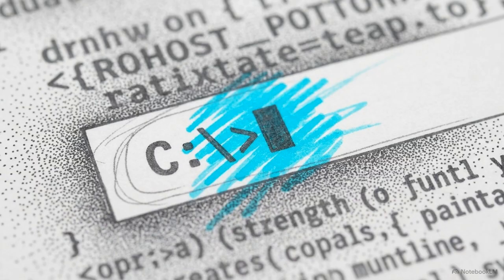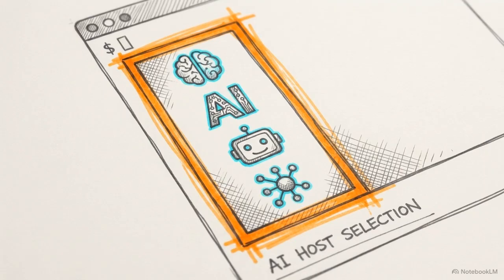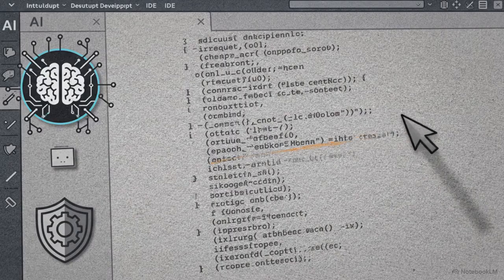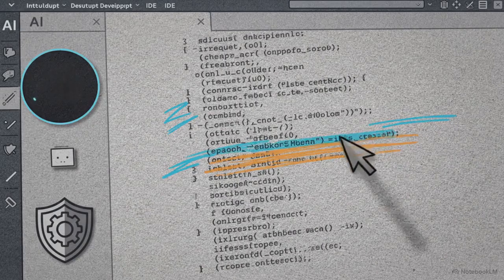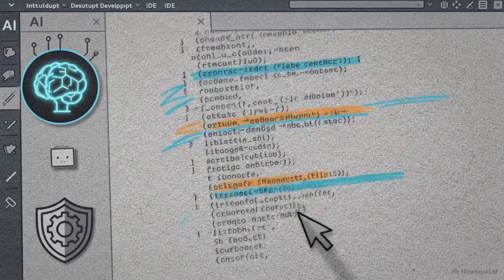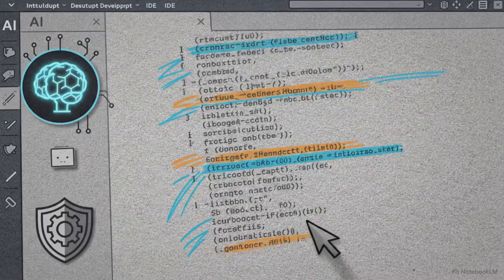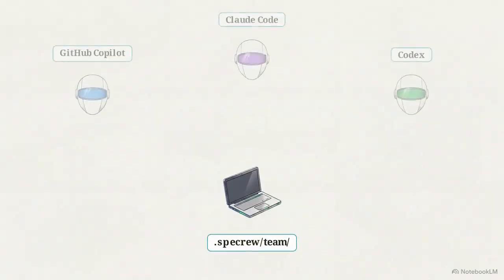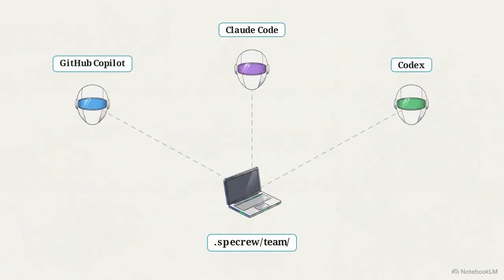With the rules in place, you can start the actual coding session by running specrew start. This brings up an interactive menu asking you to select an AI host, such as Copilot, Claude, Codex, or Antigravity. You can start drafting a feature using Copilot, shut down your machine, and later resume exactly where you left off using Claude. Specrew translates your local team structure to any host, making the specific AI model an interchangeable utility rather than a project dependency.